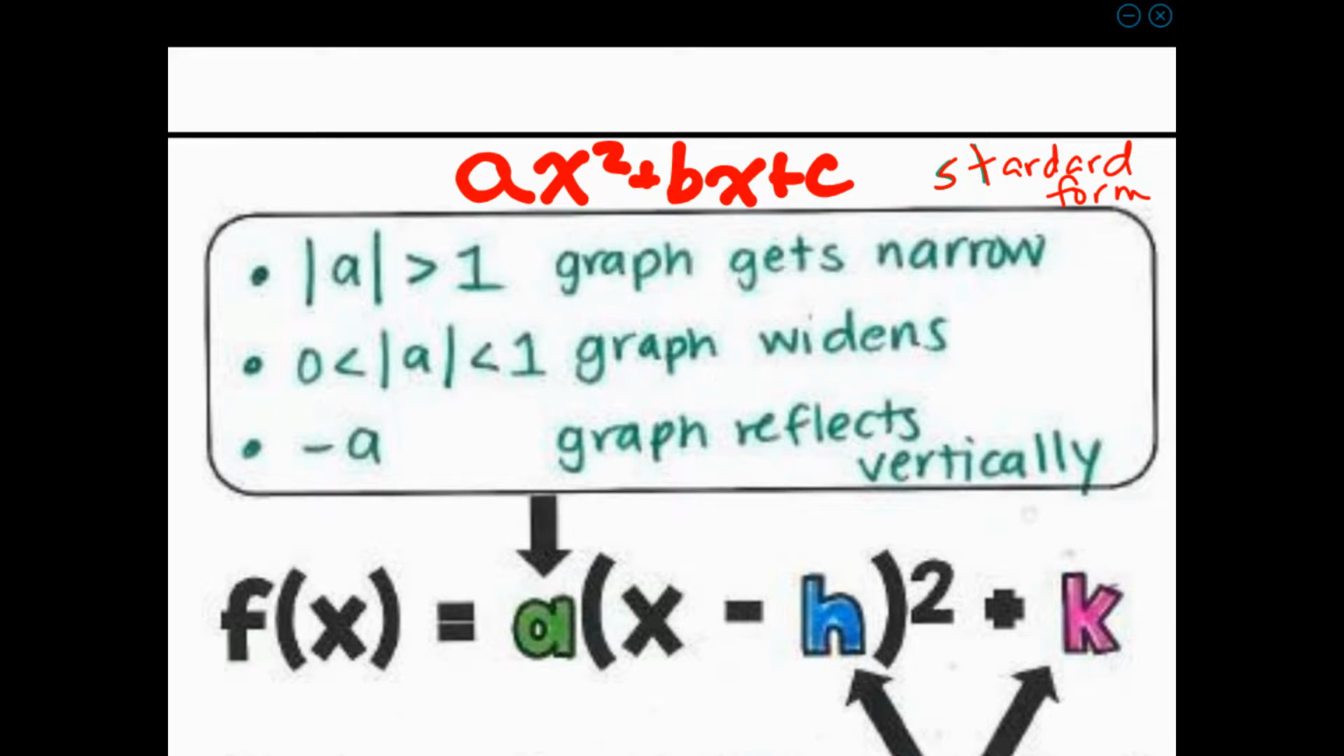Okay. This is the standard form that we briefly talked about at the end of our notes yesterday about the A in the standard form. And if it was positive, it told you that your parabola opened up. And if it was negative, it told you that your parabola opened down. That's the same A that's right here.